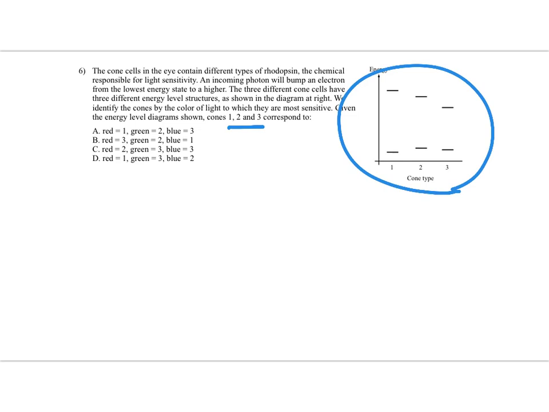Well, this is a question of energy level. So think about this. A photon comes in, and it pops an electron from a lower energy state into an upper energy state. Think about the energy of photons, and think about which energy photon is going to correspond to which color. And you should be able to match up the different types of cones to the different colors. So puzzle that one through before you check the posted solution.